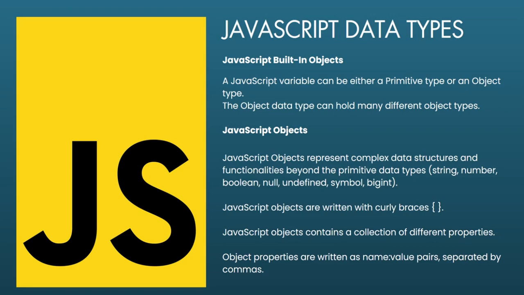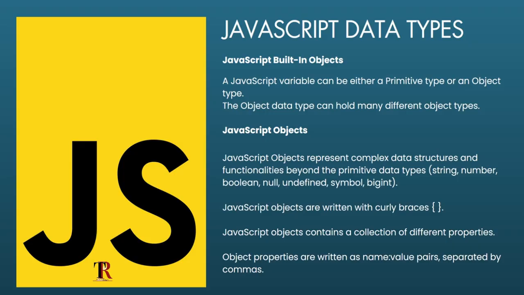There are different built-in objects in JavaScript that you can use in your project or code to achieve a desired result. Some of these built-in objects are very common and practical, and can be used in day-to-day activities by a prominent developer or for someone who needs to work in the language a lot. A variable in JavaScript can either be a primitive type or an object type, and an object type can hold many different object types.